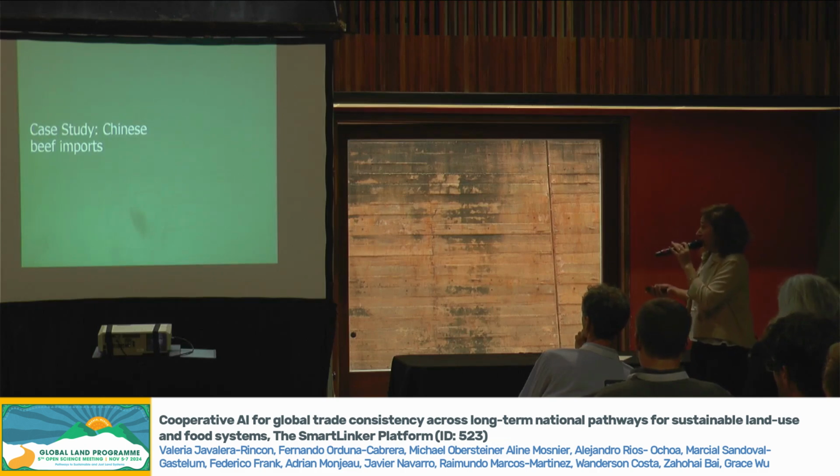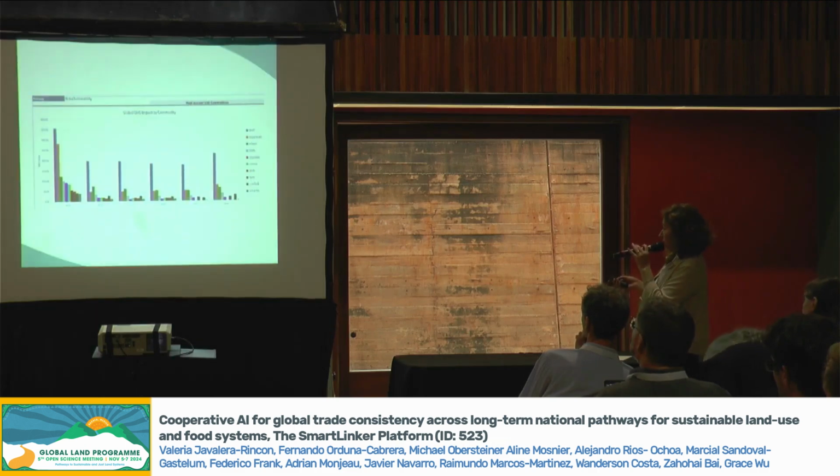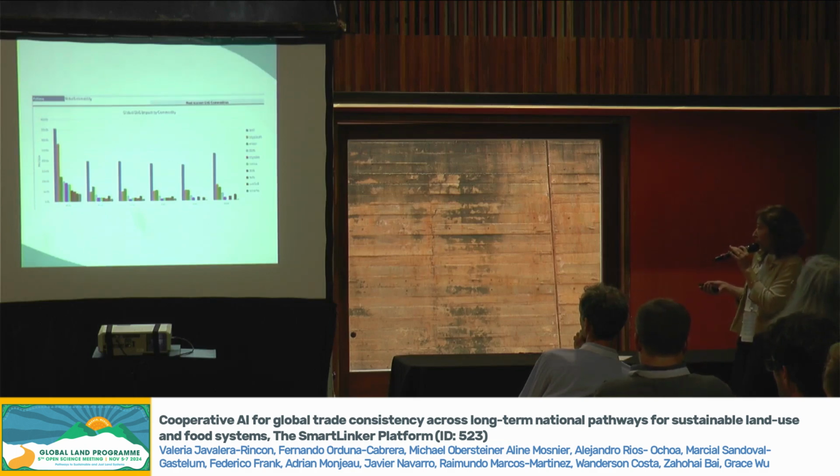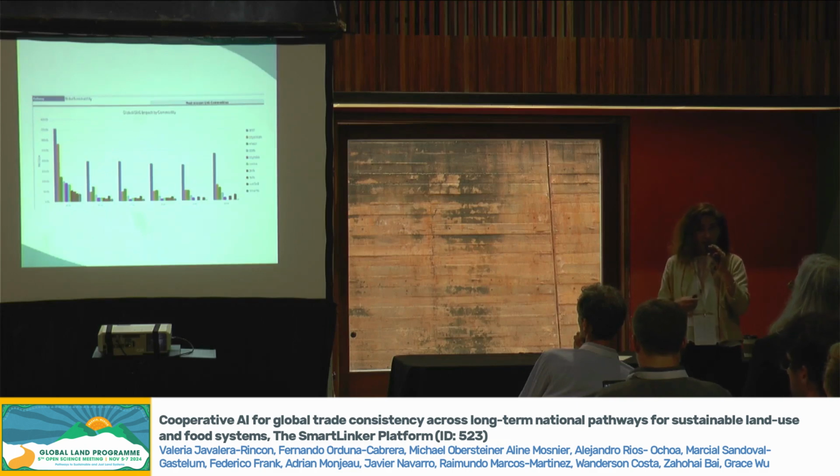So this case study is the Chinese beef exports. Considering all the submissions from the countries on the sustainable scenario, we measured what was the product that had more impact on our global targets. And this product, of course, is beef. Number one in the list is beef. So we started optimizing beef.